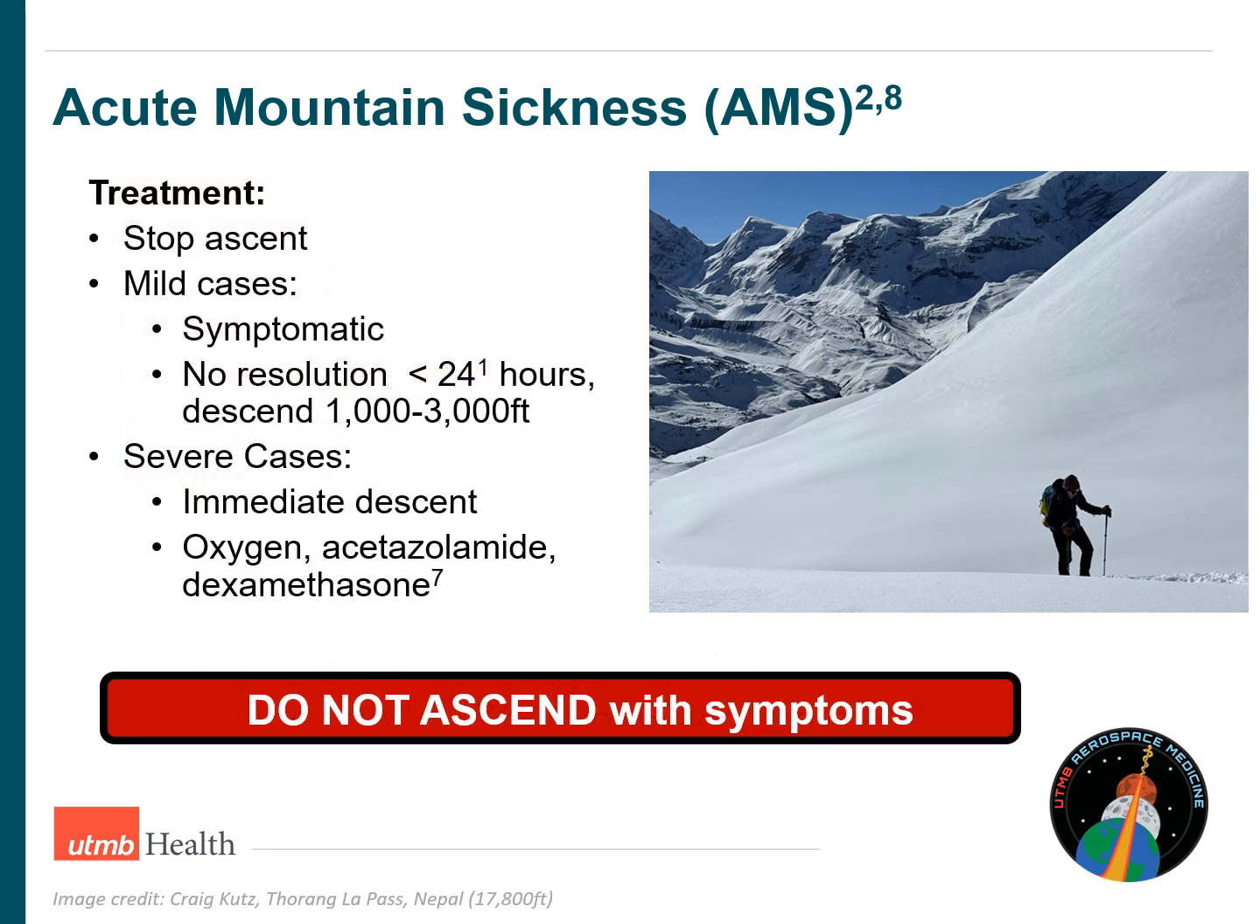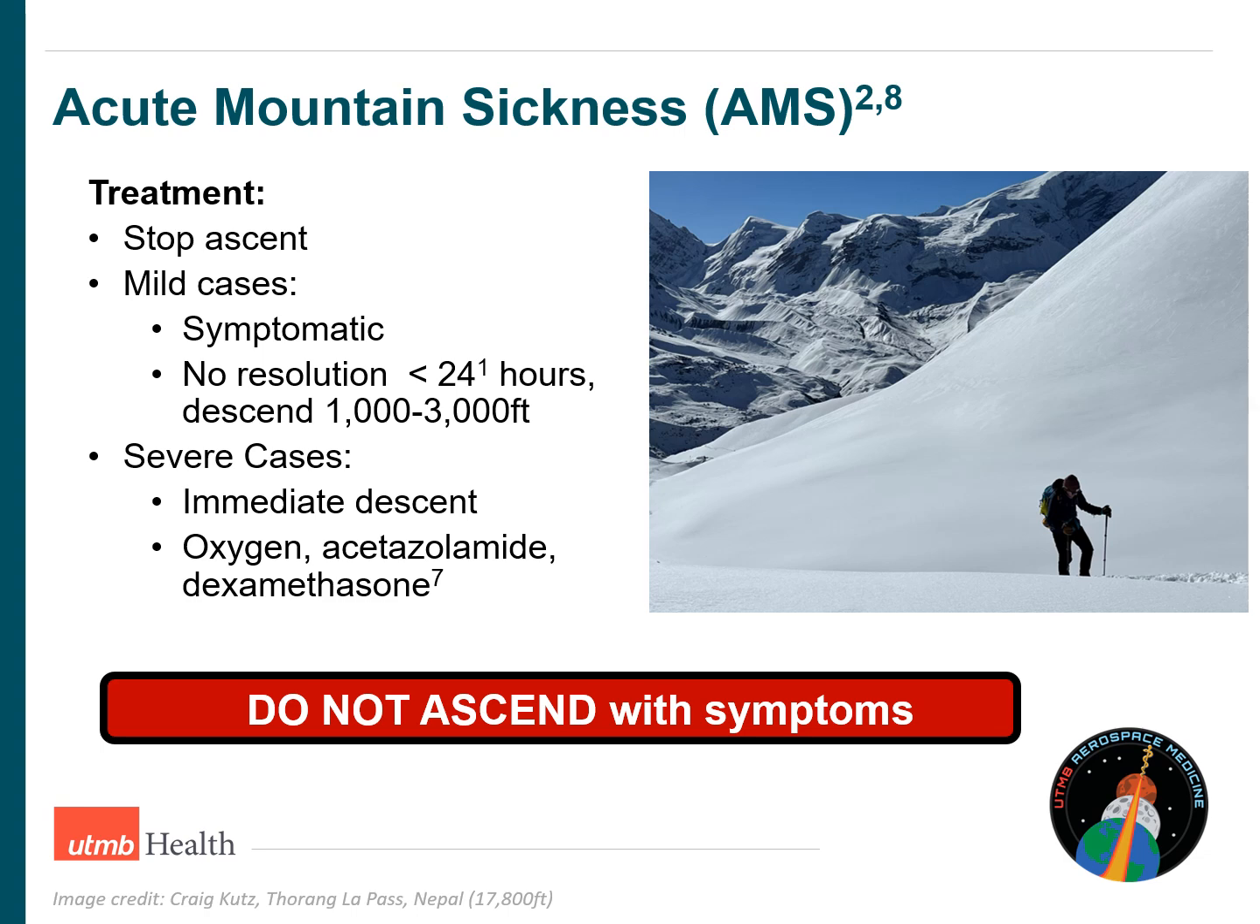The treatment for AMS is to stop ascending immediately. Mild cases can be treated with supportive care and may even continue ascending if symptoms completely resolve. However, if they do not resolve, this can indicate severe cases, which should immediately descend. Treatment adjuncts such as oxygen, acetazolamide, and dexamethasone can also be used. Oxygen treats the low partial pressure of oxygen.